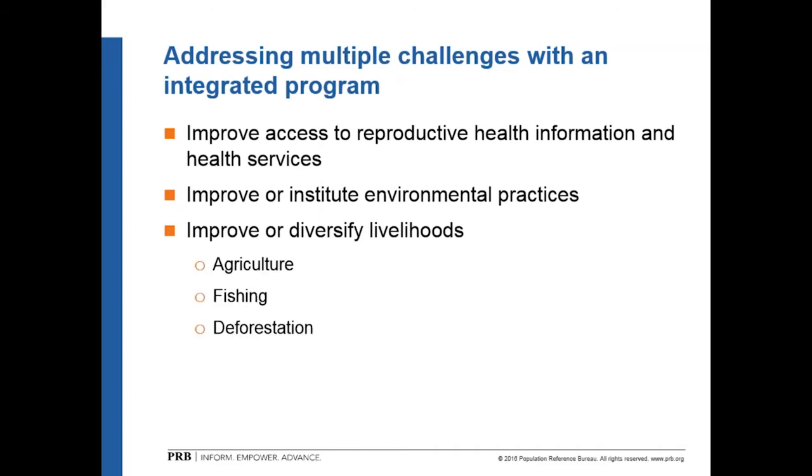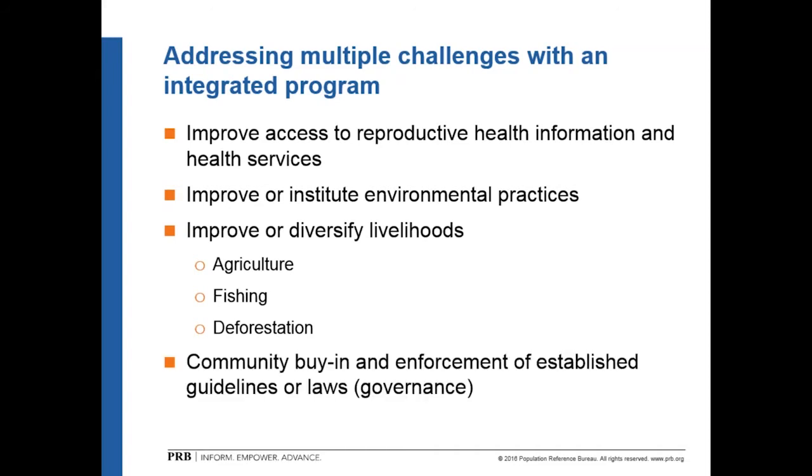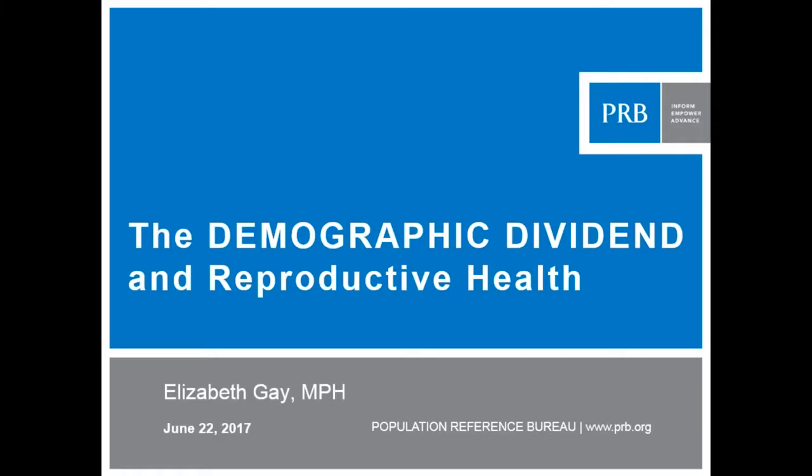They are improving or instituting improved environmental practices, and they're working to improve or diversify livelihoods. And both of those two factors together improve agriculture practices, they improve fishing practices, we're seeing reduced deforestation rates, and a lot of other improved environmental indicators. And we also see improved governance. So because these things are community driven, the community completely buys into them and makes them their own, in some cases establishing their own guidelines or laws and enforcing them. So these are some of the other elements of PHE programs that can also be critical to a demographic dividend concept.